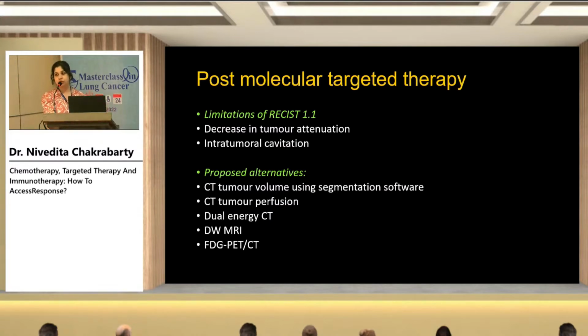All these need to be documented in the report so that they can still continue the treatment and not stop based on the RECIST 1.1. Now, there are proposed alternatives, like we can use a CT tumor volume using the segmentation software, CT tumor perfusion, dual energy CT, diffusion MRI, FDG PET CT, but no definite criteria or guidelines are still in place.